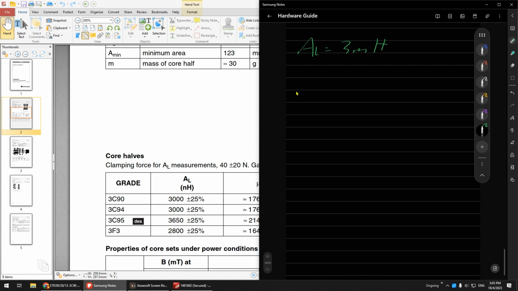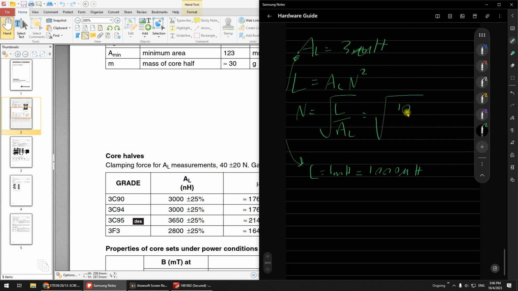The formula is L equals AL times N squared. Because you want to know how many windings you need, N equals the square root of L divided by AL. Sorry, I had it wrong before. So for example, you want 1 millihenry, so L is 1 millihenry. Sorry, this one is in microhenry, so you have to convert this into micro first. So 1000 microhenry. Make sure the units are the same, otherwise you will get the wrong calculation.